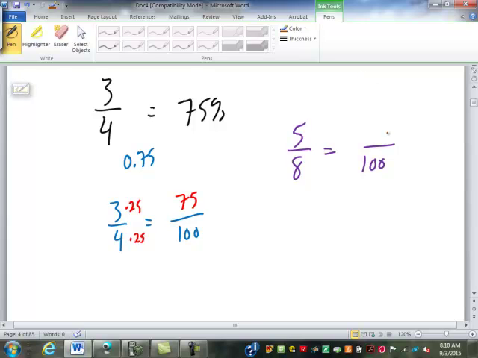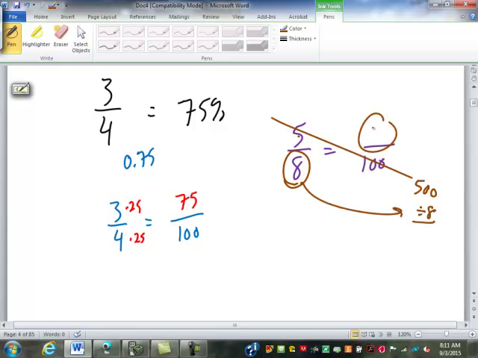So a method we have for solving these is to cross multiply and divide. Cross multiply means you take the two numbers that are diagonal from each other, in this case the 5 and 100, and multiply them. 5 times 100 is 500. Then the third number that's on the other diagonal with the missing number, we divide by. So we divide by 8, which is 62.5. So that is 62.5%.